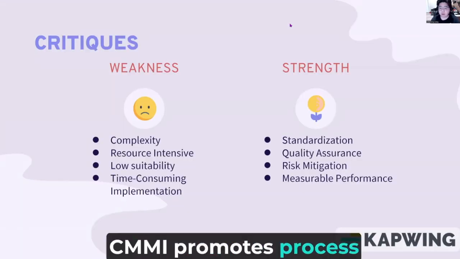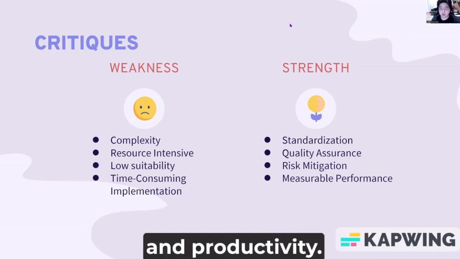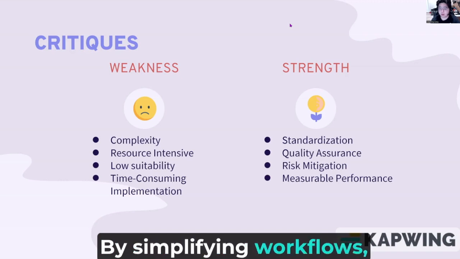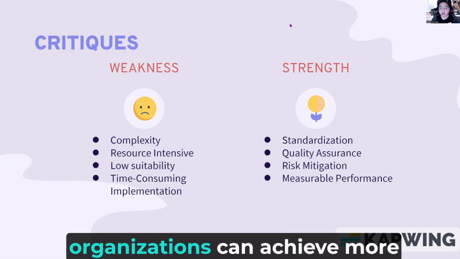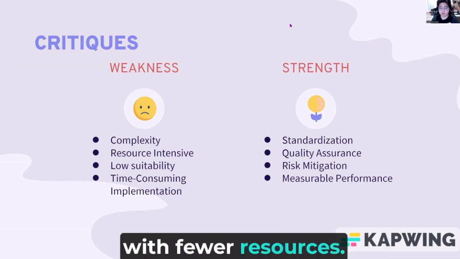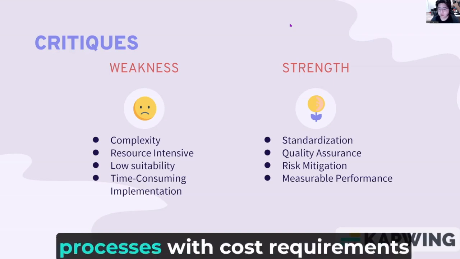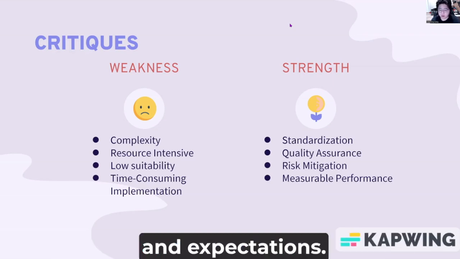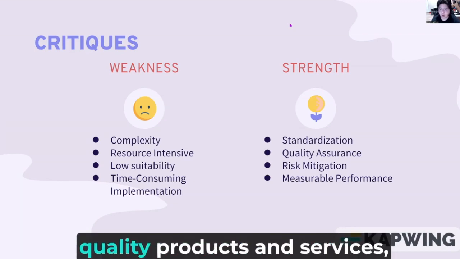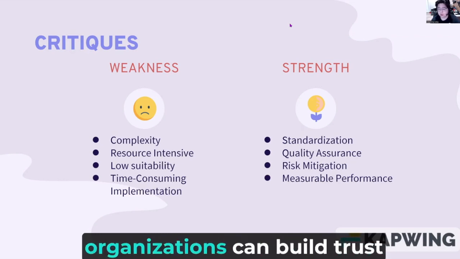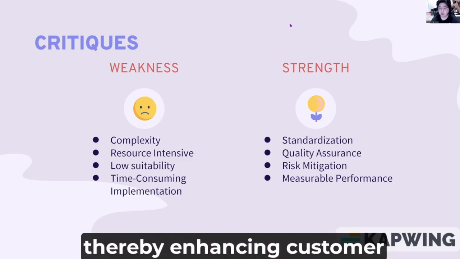CMMI promotes process standardization and optimization, leading to increased efficiency and productivity. By simplifying workflows, eliminating redundancies, and improving resource allocation, organizations can achieve more with fewer resources. Adopting CMMI means aligning processes with customer requirements and expectations. By consistently delivering high-quality products and services, organizations can build trust and loyalty among customers, thereby enhancing customer satisfaction.